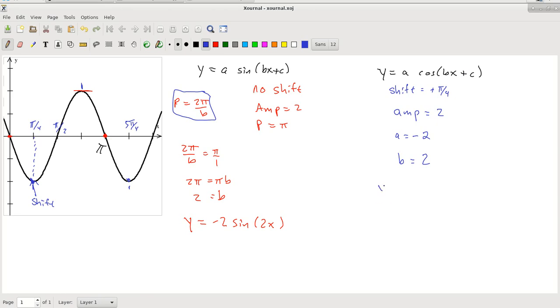What I like to do is to start writing the equation. I know y equals negative 2 cosine of b, which is 2, times x minus the shift. Or in this case, x minus pi over 4. If we distribute this 2 through, we get y equals negative 2 cosine of 2x minus, we can reduce these fractions after we distribute, pi over 2. So we can write this either as a sine or as a cosine.